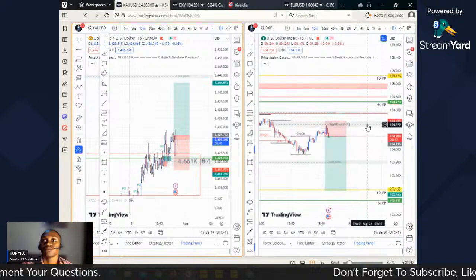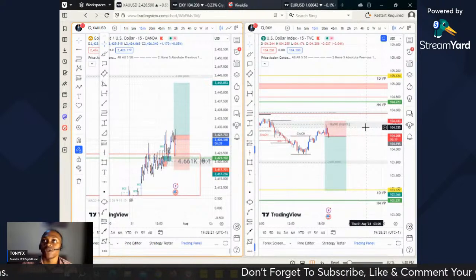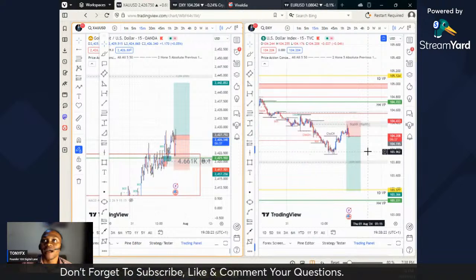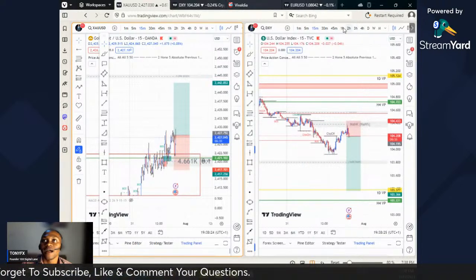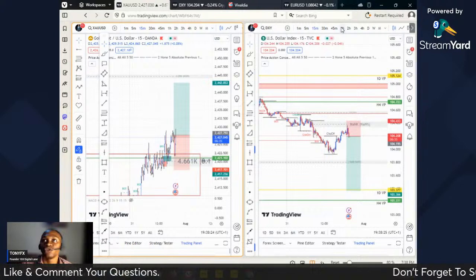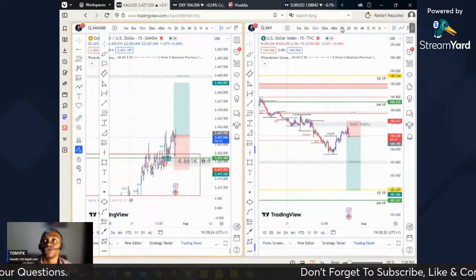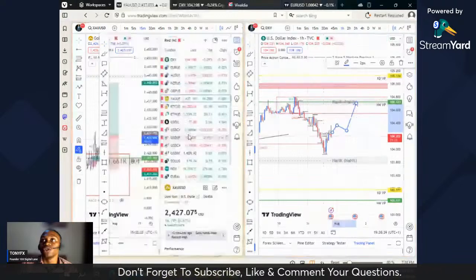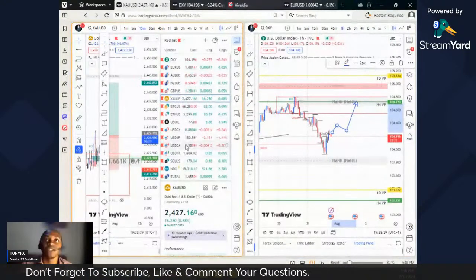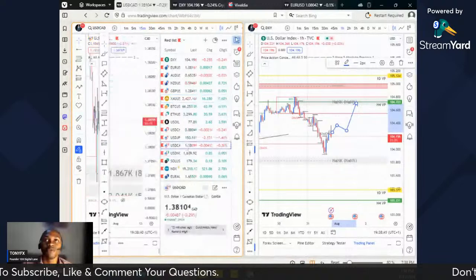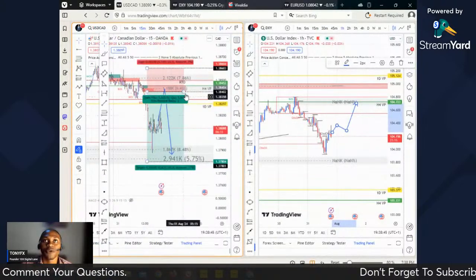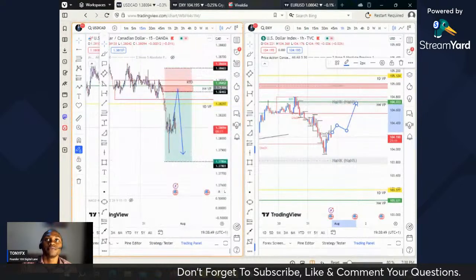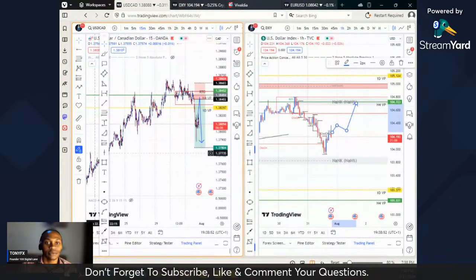So I see DXY is currently respecting this supply zone and wants to continue the drop. But I expected it earlier to come back towards this. The chart I'll be more interested in is USD CAD, for it to come back to this order block and then the sell continues from there. That's what I see.